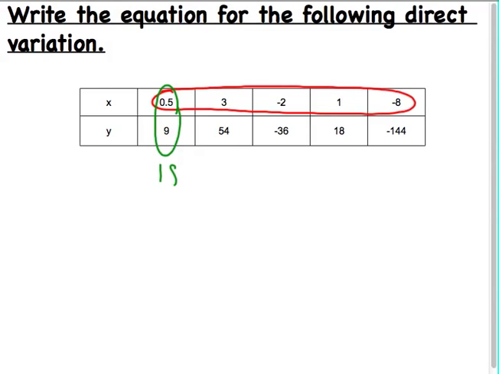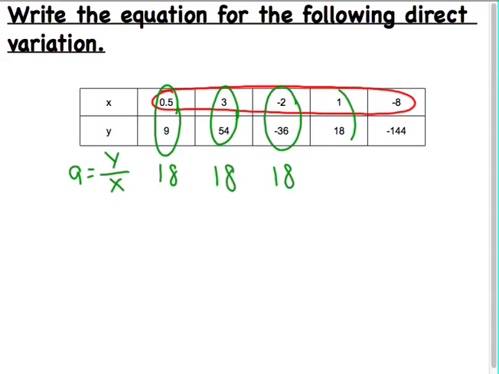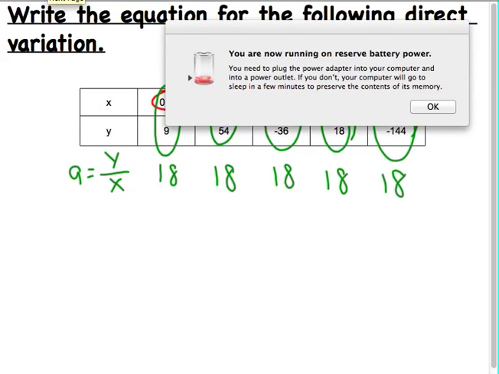18. So I'm doing y divided by x here because earlier we learned that A is equal to y over x. What's 54 divided by 3? 18. Negative 36 divided by negative 2. 18. 18 divided by 1. 18. And negative 144 divided by negative 8. Do you think you need 18 for all of them or just most of them? I think you need it for all of them.